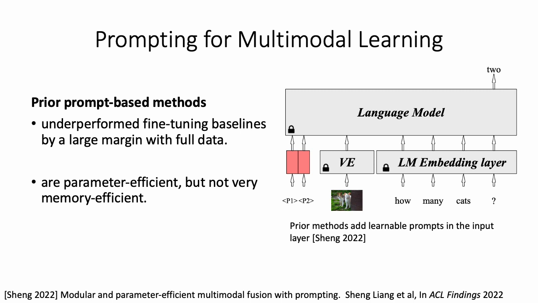However, prior prompt-based methods have two major drawbacks. First, they underperformed fine-tuning baselines by a large margin under the full data setting. Second, they are very parameter efficient, but not very memory efficient, because they add prompt vectors on the shallow layers in the transformer. Therefore, the backward propagation needs to pass through the entire model, leading to a large training memory cost.